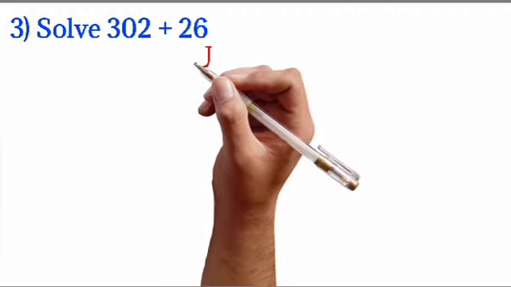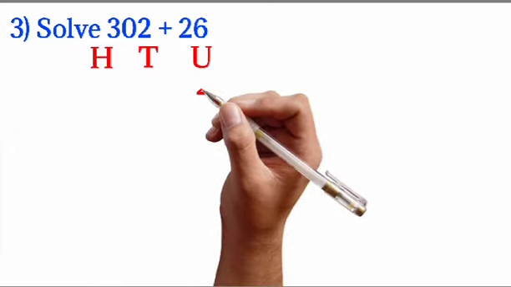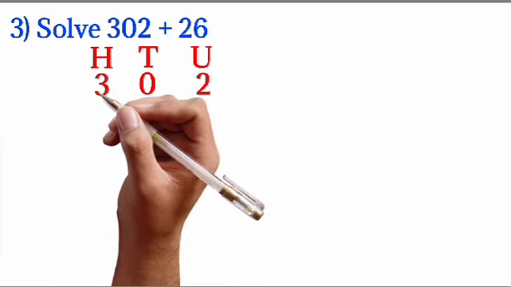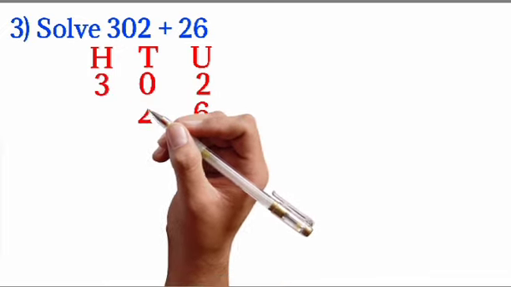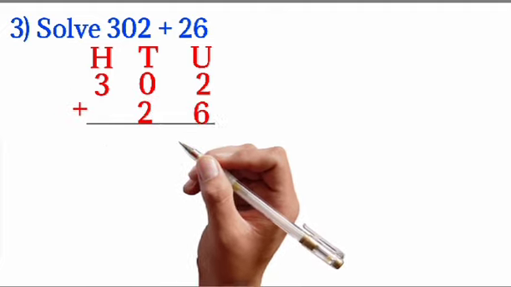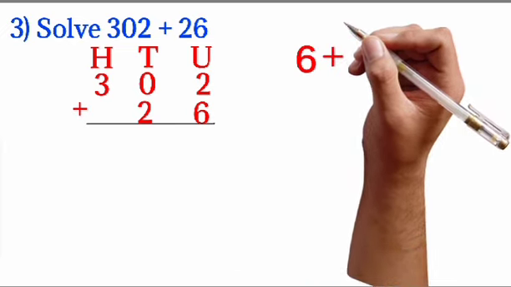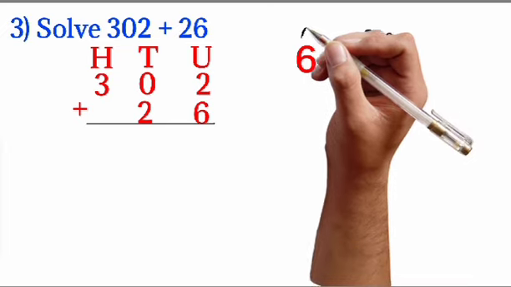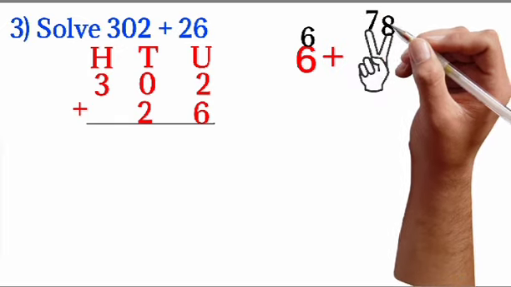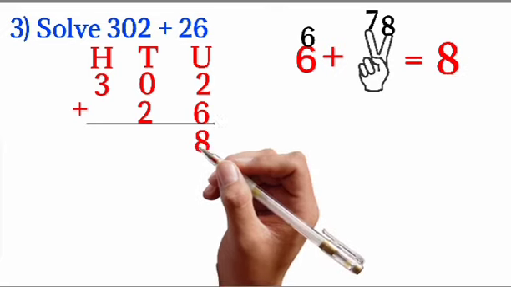Solve 302 plus 26. So we're going to write our unit, tens, and our hundred. The 2 is under the unit, the 0 is under the tens, and the 3 is under the hundred. The 6 is under the U, and the 2 is also under the tens. There is nothing again. Now 6 in my head, 2 on my finger, 6, 7, 8. That means 6 plus 2 or 2 plus 6 will give me 8. And it's going to be under the unit.